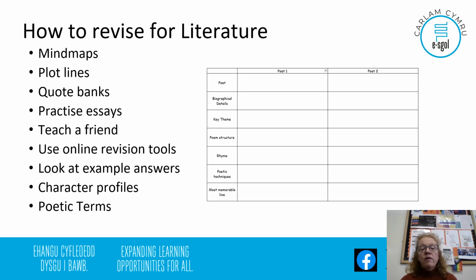One of the ways to revise for literature: mind maps are good, plot lines are good, quote banks, practice essays are really good. It's well worth revising with somebody else, discussing your ideas, using any of the online revision tools. There's a lot there from Cymru. There's also a lot there from the WJC. They've got talked-through exams, they've got mind maps, they've got knowledge organisers, they've got past papers and mark schemes. There's a lot of materials out there.